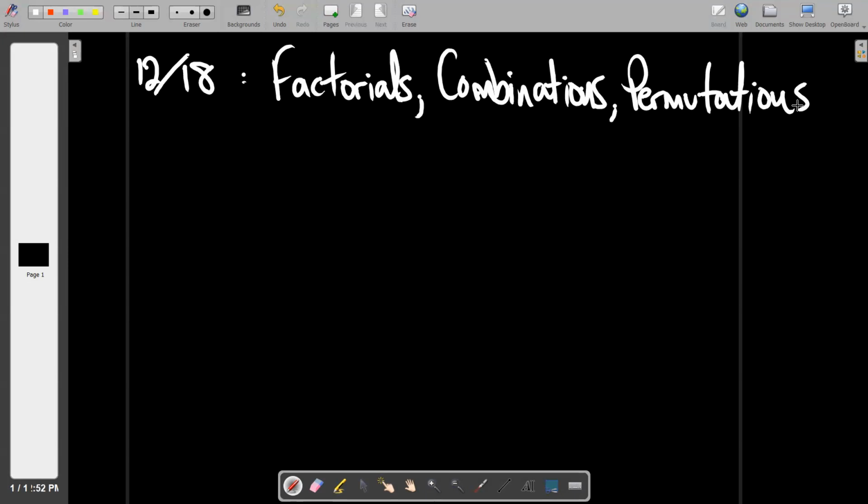Combination is zero left. Actually, yes, and that's more of a permutation, but yeah. There's a distinct difference between a combination and a permutation. You'll see. I got to pause this real quick.